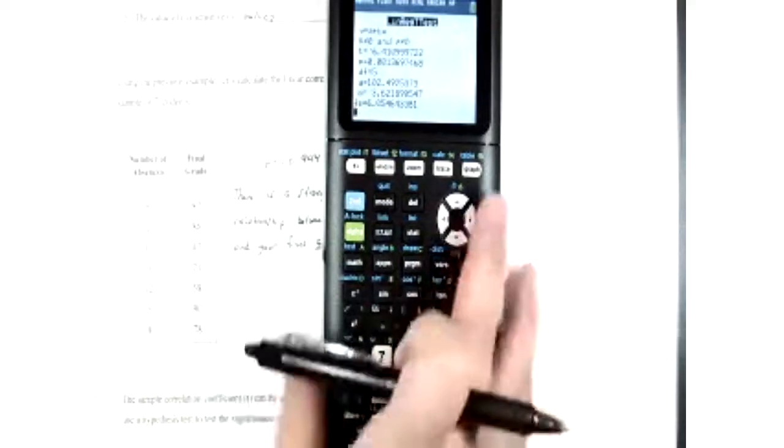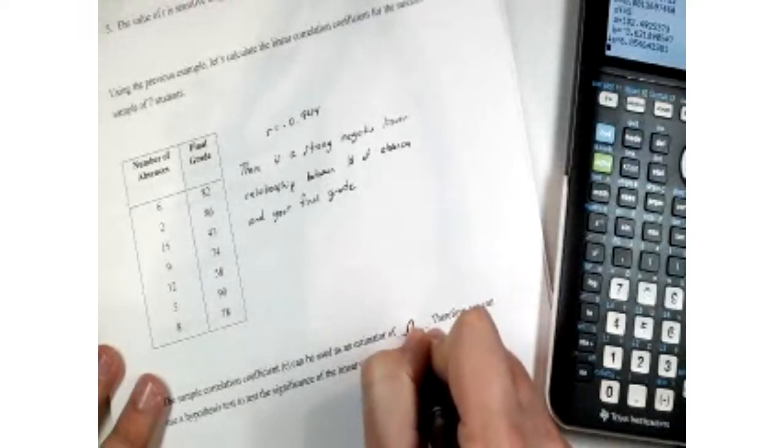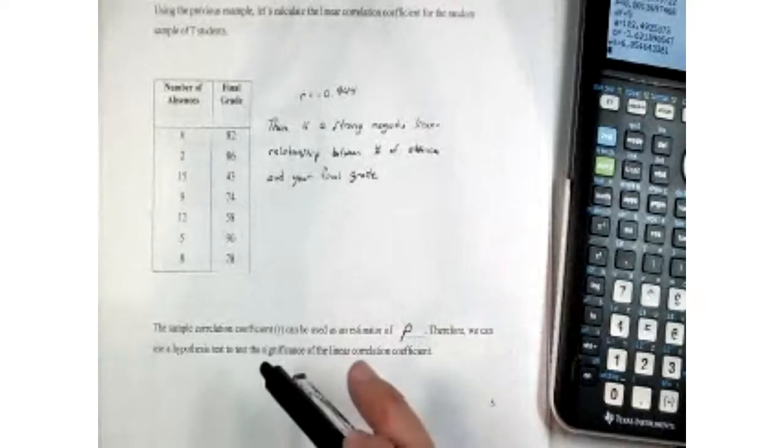Okay. So the sample correlation coefficient R can be used as an estimator of the population correlation coefficient rho. Rho just looks weird. It's basically a Greek p. So you can actually perform a hypothesis test on this correlation coefficient to see if it's not 0. So basically, if there exists a linear relationship between the two variables. That's what we're going to do here. And again, you can do it on your calculator, just like I did there.